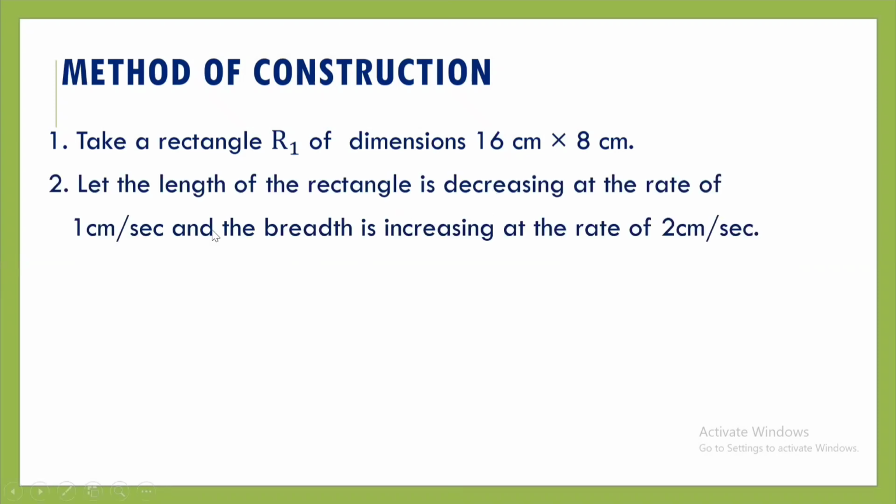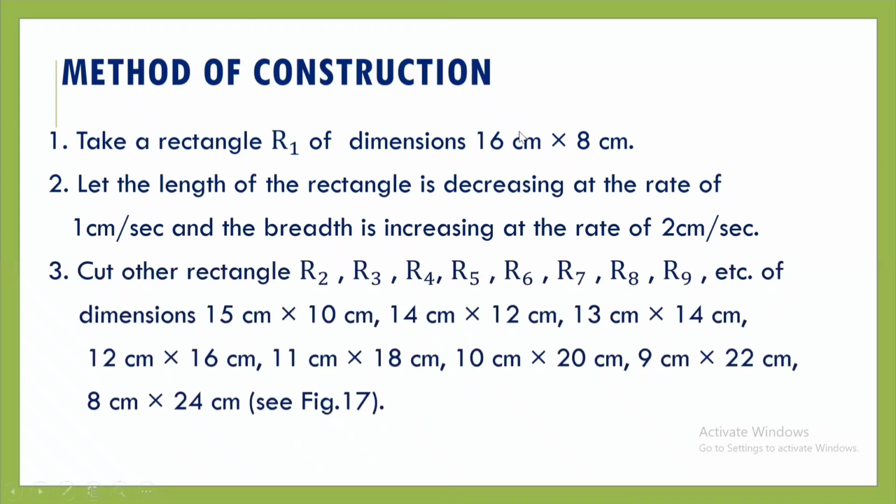That fixed number can be 1 centimeter per second for the length. So let us reduce the length every time by 1 centimeter and increase the breadth by 2 centimeters every second. So if we had 16 centimeter by 8 centimeter, the next rectangle R2 is going to be 16 reduced by 1, 15, and 8 increased by 2, it comes to 10. Next, 15 reduced by 1, 14, 10 increased by 2, 12. Similarly, after 3 seconds, we'll get R4: 13 centimeter, and 12 increased by 2, 14 centimeter.